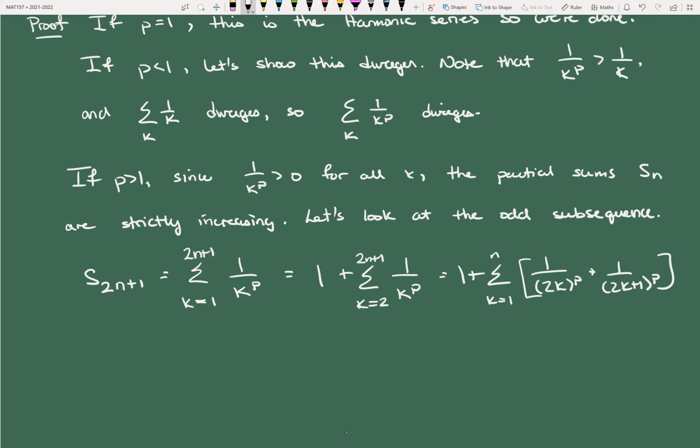So let me double check. I start with 1 over 2 and 1 over 3. And if I plug k equals 1 into this, I get 1 over 2, 1 over 3. So that looks right. And then I finish at 2n and 2n plus 1 to the power of p. Yeah, that looks right to me. Does that look good? Does everyone see those are the same? You might have to stare at it for a second, but convince yourself that those are equal.